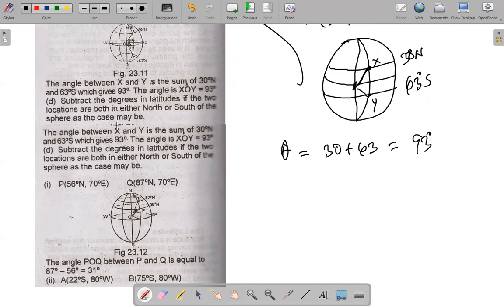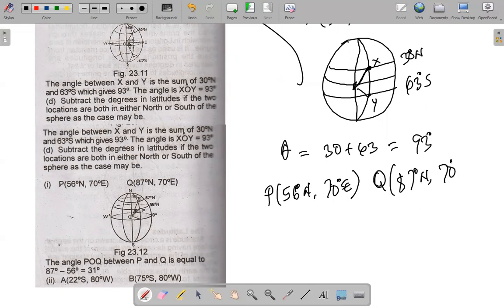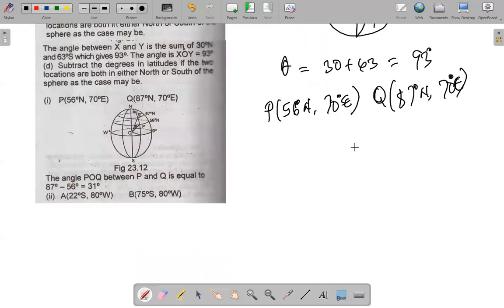Then we said subtract the degrees in latitude if the two locations are both either north or south of the equator, as the case may be. Example is this: P is on latitude 56 degrees north, longitude 70 degrees east, while Q is on latitude 87 degrees north, longitude 70 degrees east. Let's locate these points.